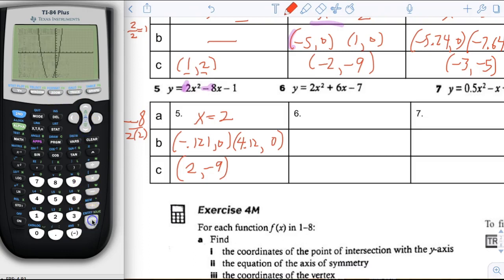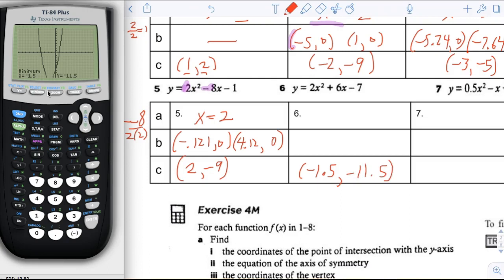So we do second calc minimum. We move the left bound slightly to the left of the vertex and we hit enter. We move the right bound slightly to the right and we hit enter. And then we do a guess. And oh, it's able to find the minimum even though the minimum is off the screen. Isn't that good? Okay, so there are some things it cannot do if it can't see them on the screen, but I guess vertex is not one of them. So the answer is negative 1.5, comma, negative 11.5.